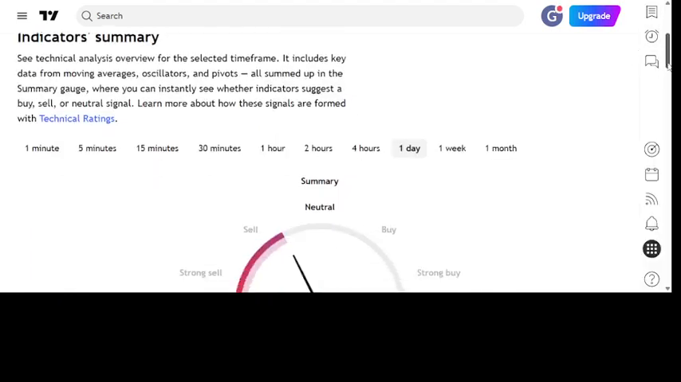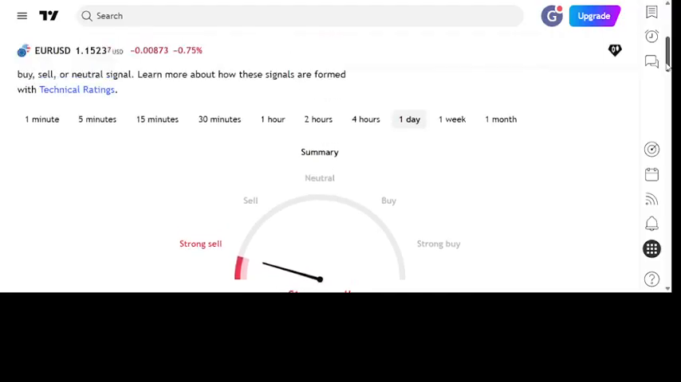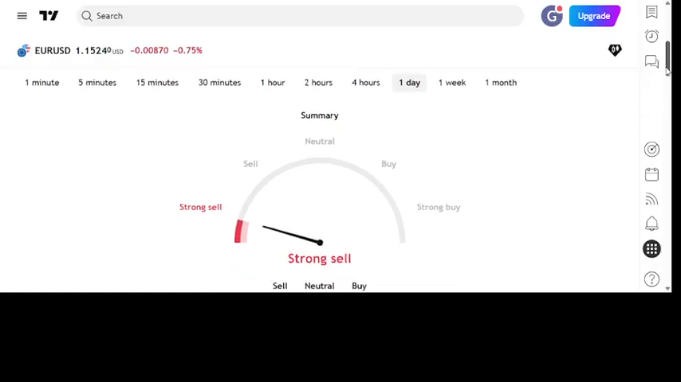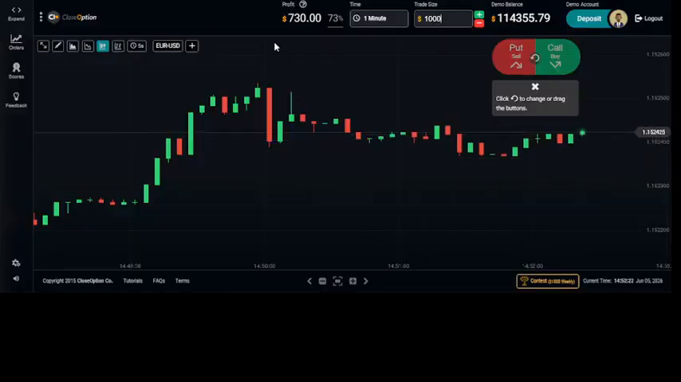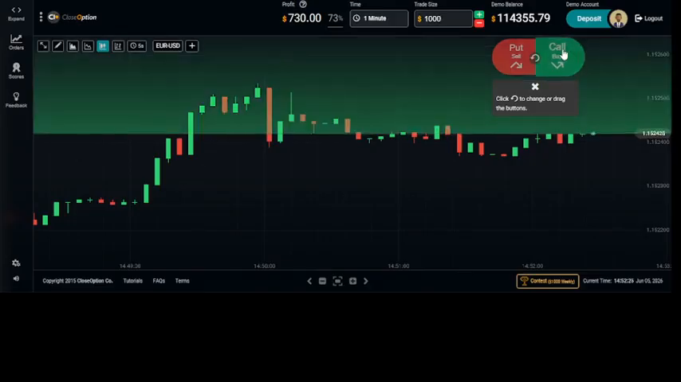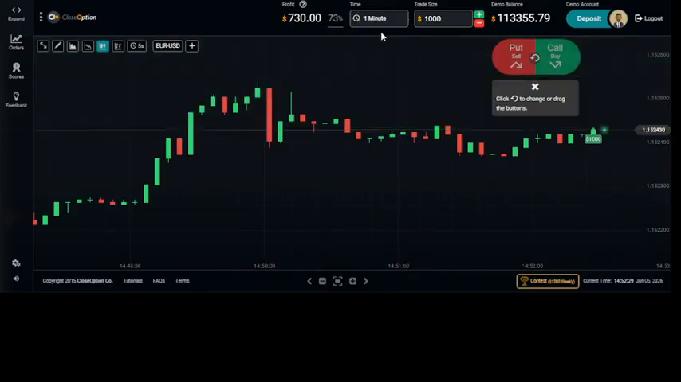So what we have here is a technical indicator. Currently it's giving us a strong sell on the 1 day chart. If you go to the various time frames, the 4 hours showing strong sell, 1 hour just showing sell. But we're going to be focusing on the 1 minute. Currently it's saying buy. So I'm going to go ahead and take a buy trade, or a call trade, a 1 minute call trade.